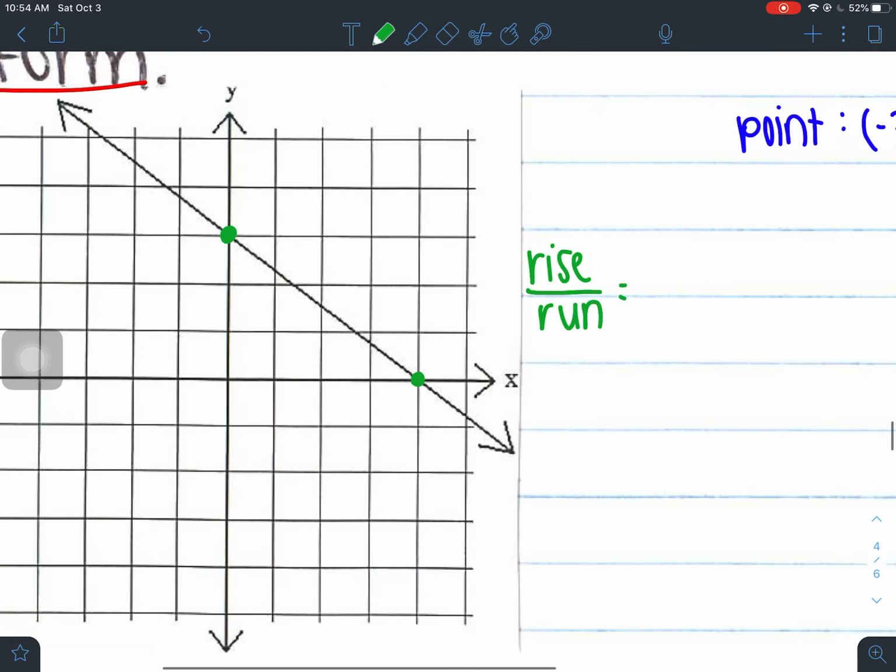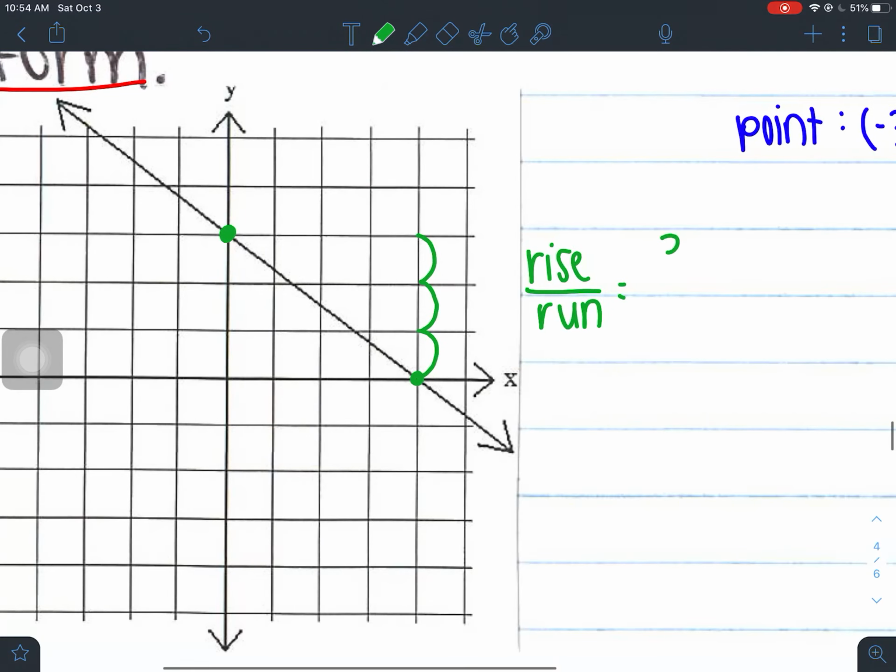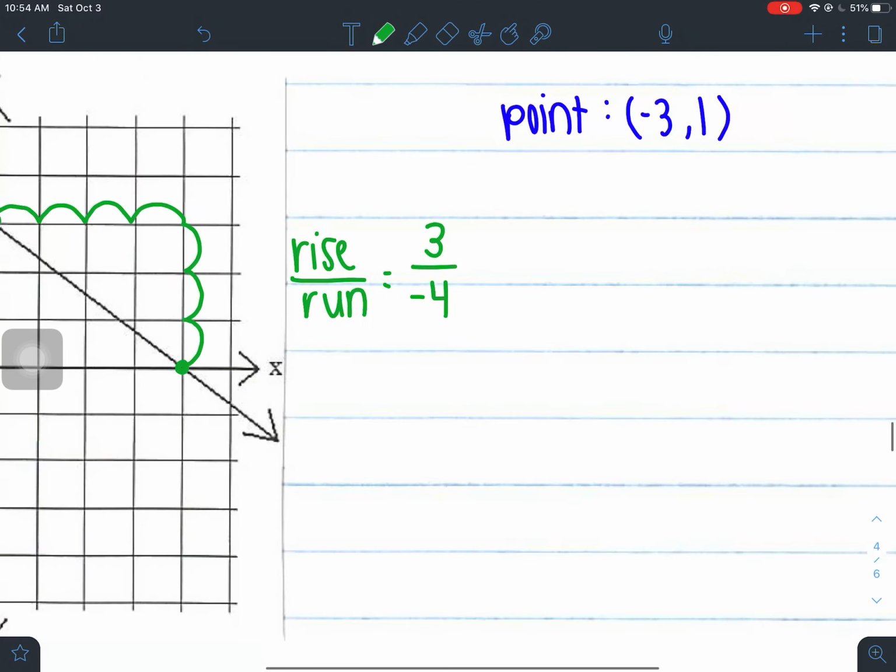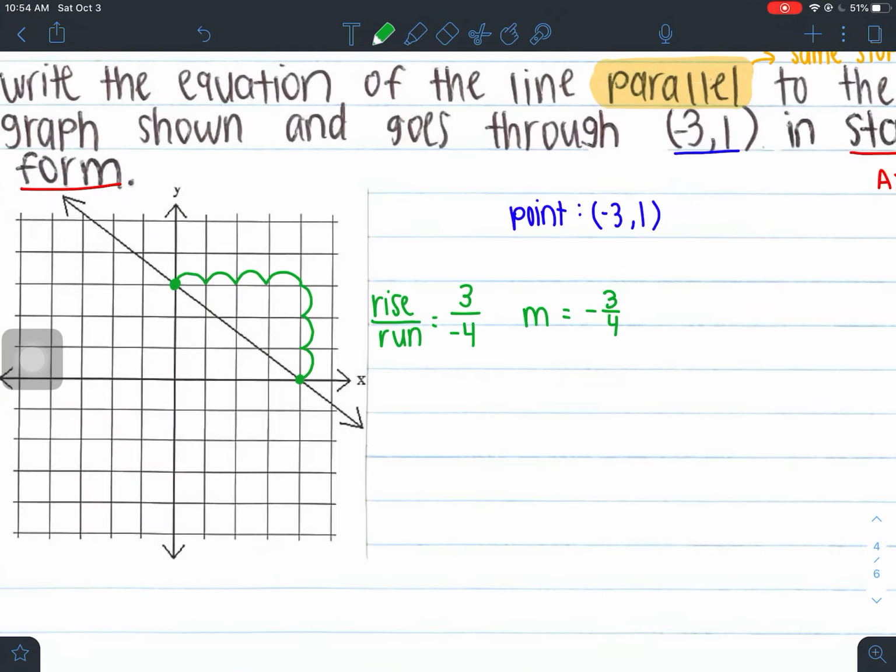Okay, so we're going to rise to get to the next point. That's going to be 1, 2, 3. Now, because we went up, that's going to be positive 3. Then we're going to do our run, which is going to be 1, 2, 3, 4 to the left. That was 4 to the left, so it should be negative 4. So our slope here is negative 3 over 4.